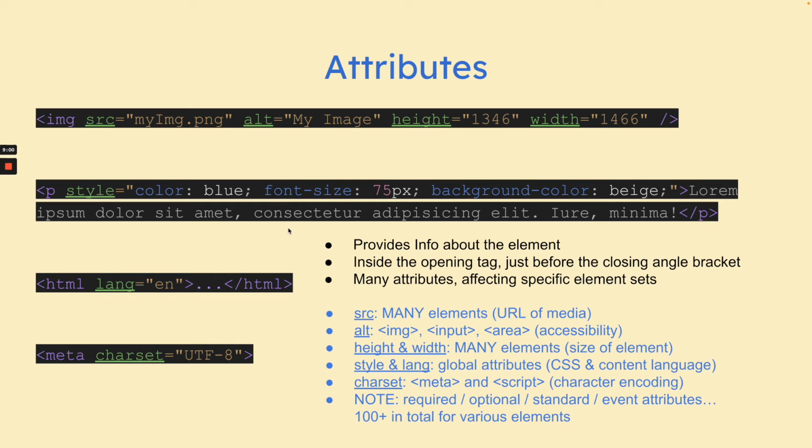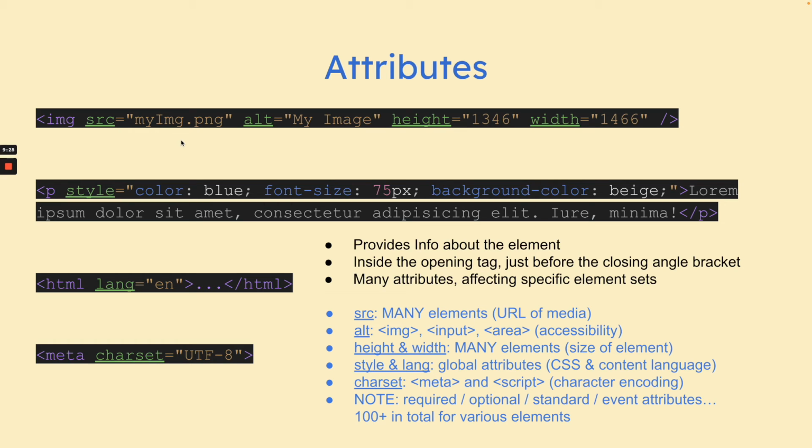And then many attributes are out there, over 100. And each one affects a specific set of elements. So what works on one particular type of element may not work on others. And I'll walk through a few examples here. So source, for example, goes on a lot of different elements, but it's just the URL of media.